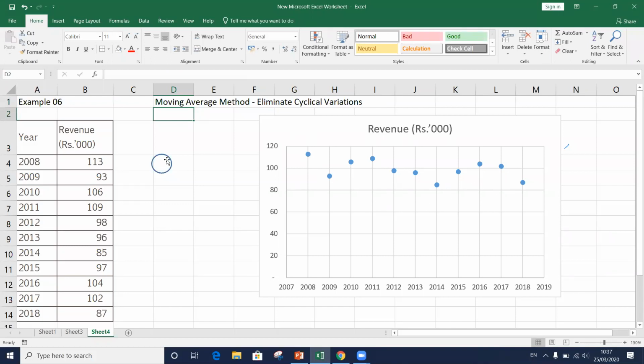That is how we need to decide the order. So, in which frequency we can observe a cyclical variation by looking at these values, these plotted observations.